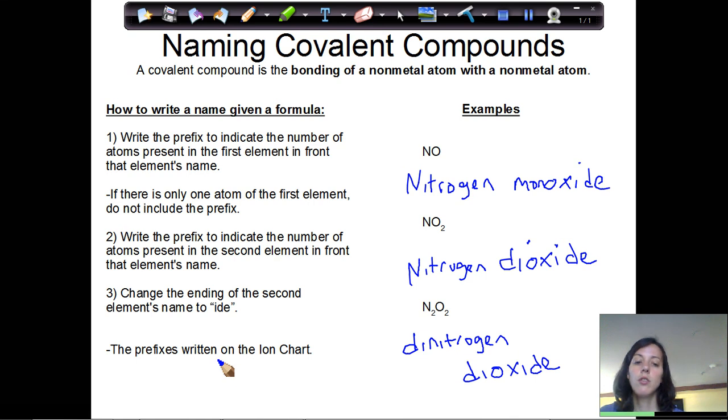If you are unsure of where to find the prefixes, they are on the bottom of the first page on your ion chart. So it is not something you need to memorize, you just need to know how to use it. And that's how you would name a covalent compound, which is a nonmetal with another nonmetal atom.